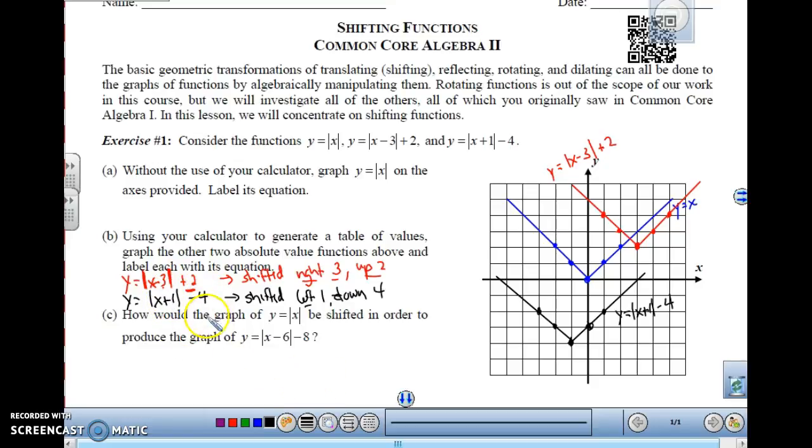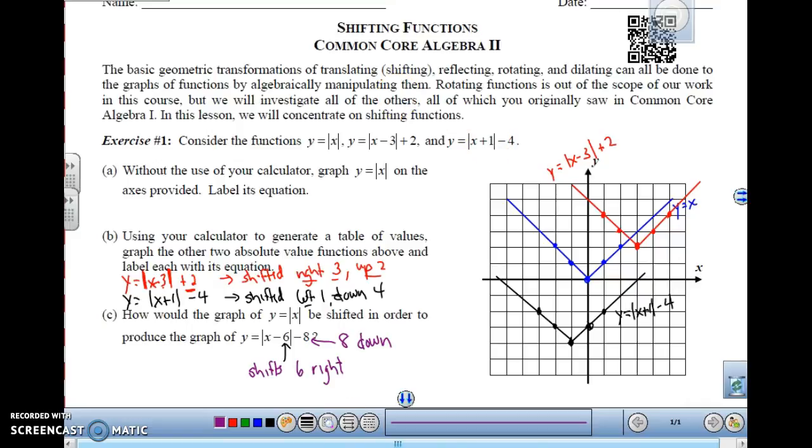So knowing that, how would the graph of y equals the absolute value of x be shifted in order to produce the graph of y equals |x - 6| - 8? Okay, so for the 6, let me do it in purple so I know which one I'm doing here. X minus 6 means I'm going to shift 6 which way? Since it's minus 6, it's going to go to the right. And then the minus 8 means 8 down. So if I take this graph right here and shift 6 to the right, 1, 2, 3, 4, 5, 6, and 8 down, it's going to be like this.